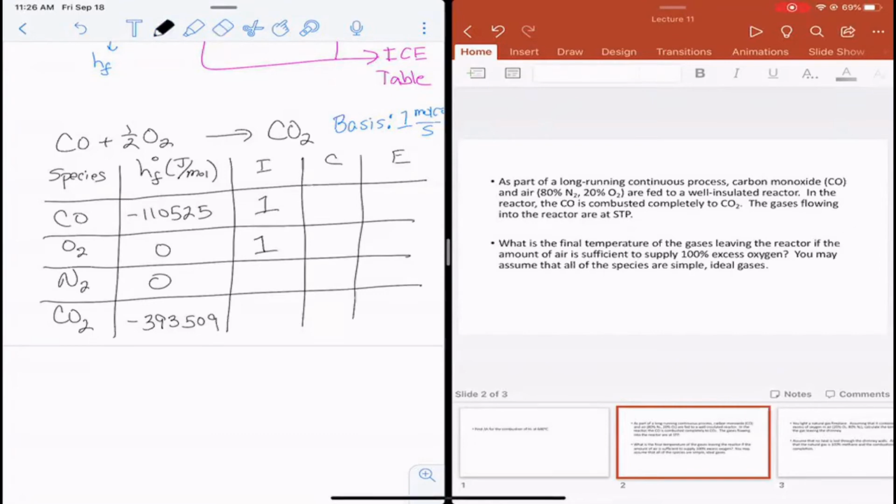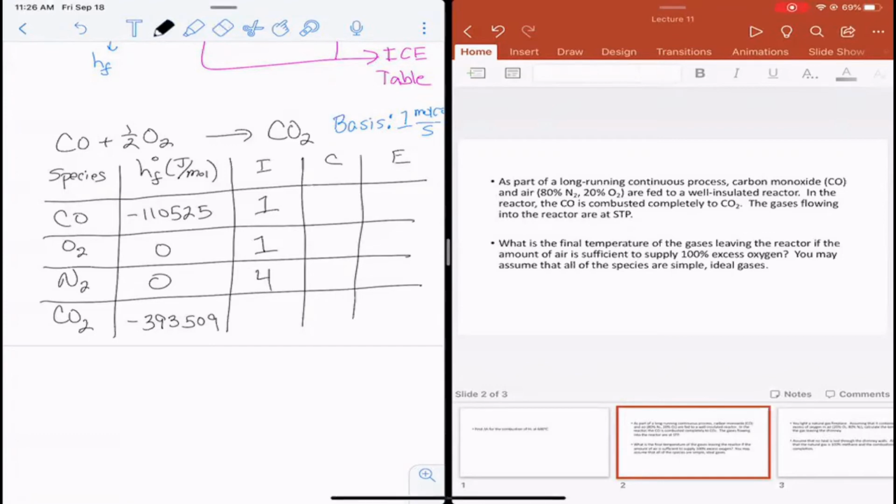Now, if you think about air, that's where the nitrogen is coming from. Feeding air, you have about a 4-to-1 ratio of nitrogen to oxygen. Really, it's 79 to 21 nitrogen to oxygen. But in a problem like this, where we're just trying to get a point across, let's just make the math easy. We'll call it 4-to-1.